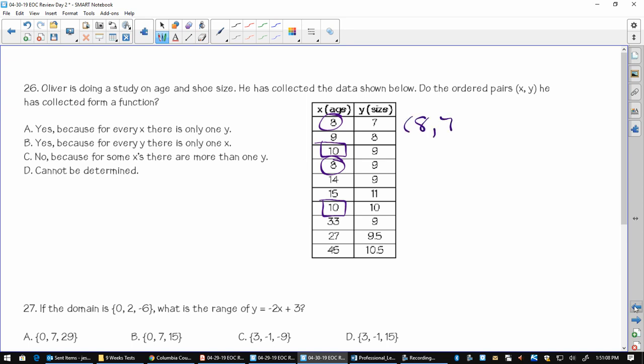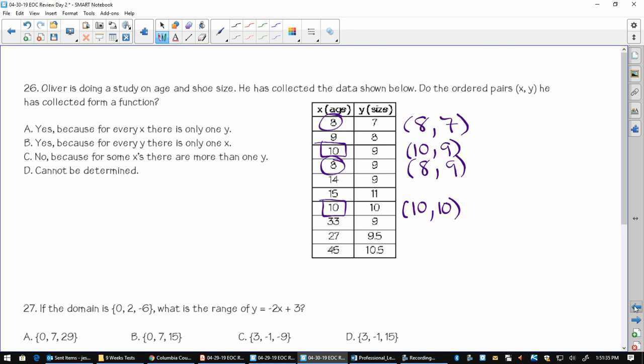So I have this ordered pair 8, 7, and then I have 8, 9. So the input of 8 has two outputs, 7 and 9. Same thing if I look at 10, I have this ordered pair of 10, 9, and I have this ordered pair of 10, 10. So the input of 10 has more than one output, 9 and 10. So this is not a function because 8 goes to 7 and 9, 10 goes to 9 and 10.